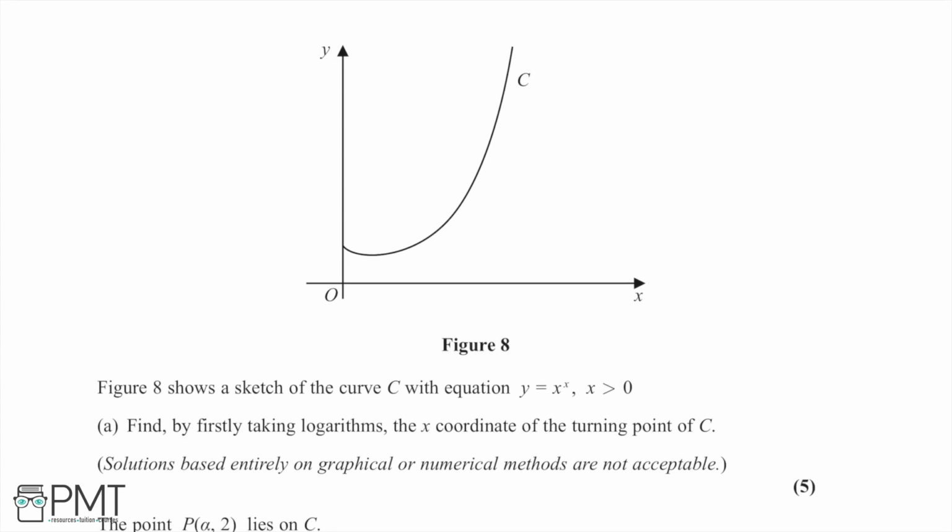So in this question we're shown figure 8, and that's a sketch of the curve C with equation y is equal to x to the power of x, and we can see it is shown as a curve in the graph here. So in part A of this question, for 5 marks, we're asked to find, and initially we're told to take logarithms, the x coordinate of the turning point C.